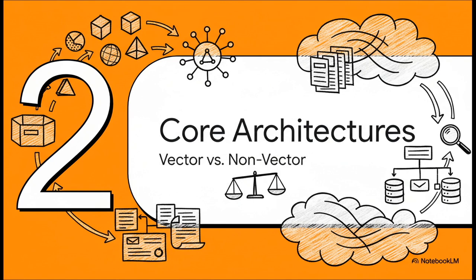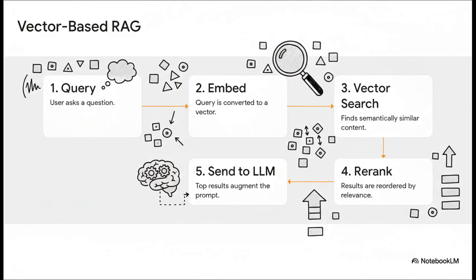Okay, so if it's not always about vectors, what are your other options? Let's break down the two main architectural paths you can actually take when building these systems. So first up, we've got the one you've probably seen 100 times, vector-based RAG. A user asks a question, the system turns that question into a big list of numbers. That's the embedding. And then it hunts through a database to find other content with similar numbers. The whole game here is about finding semantic meaning.